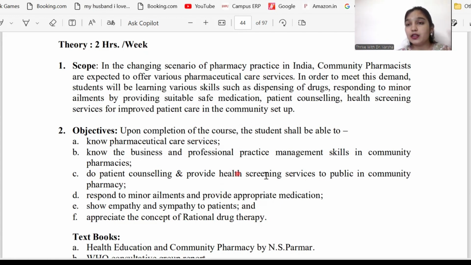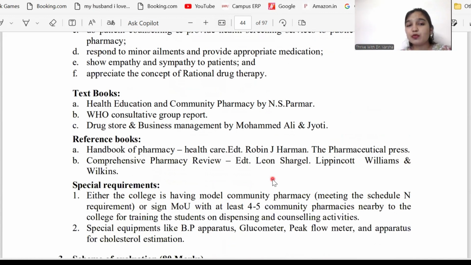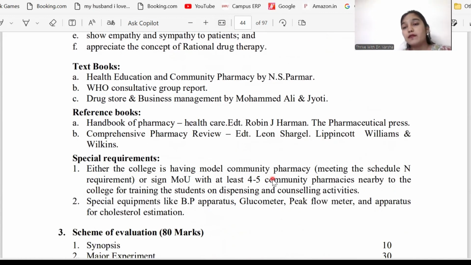Because of that, this subject is included, and the objective is that you should know pharmaceutical care services once you complete the course. Then know the business and professional practice management skills in community pharmacy. Do patient counseling and provide health screening services to the public in community pharmacy. Respond to minor ailments and provide appropriate medication. Show empathy and sympathy to patients and appreciate the concept of rational drug therapy. For the textbook and reference book, you should refer to whatever your professor is guiding you, because sometimes you may not refer to whatever is given under this.